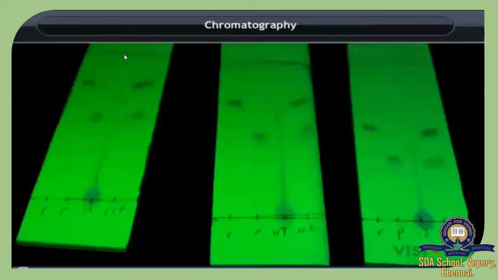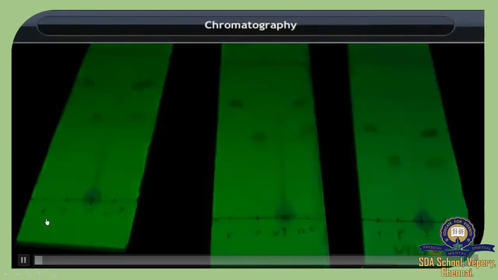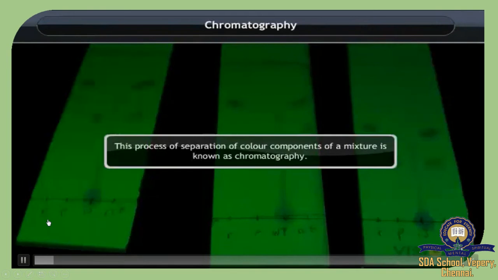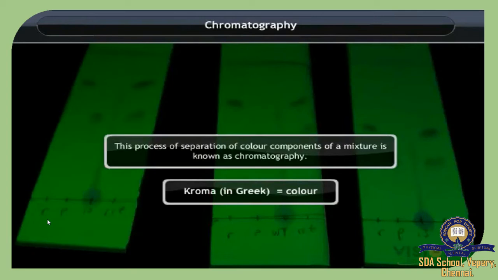Chromatography is also a separation technique. It is used to separate different components of a mixture based on different solubility in the same solvent. This process of separation of color components from a mixture is known as chromatography. Chroma in Greek means color. It is the technique used to separate those solutes that dissolve in the same solvent.